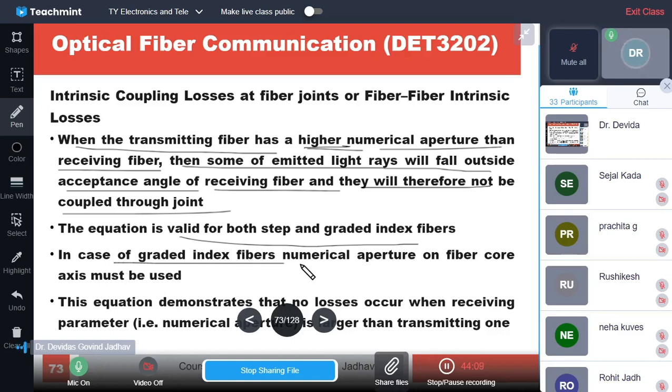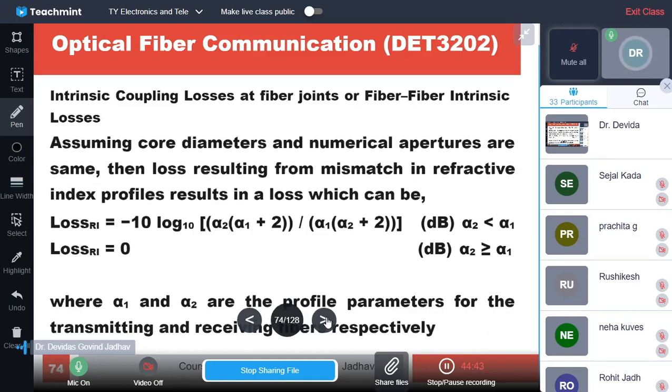In case of gradient index fiber, the numerical aperture of the optical fiber at axis is used in the calculation. At axis the refractive index is maximum, and that numerical aperture is used. These equations demonstrate that no losses occur when the receiving parameter, that is numerical aperture, is greater than transmitting. Same for diameter. If the receiving fiber has greater diameter and greater numerical aperture, no loss is there.